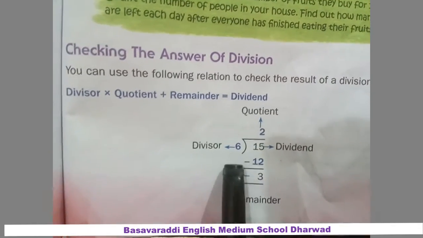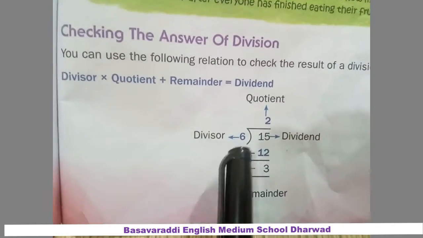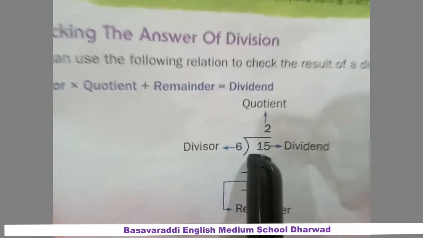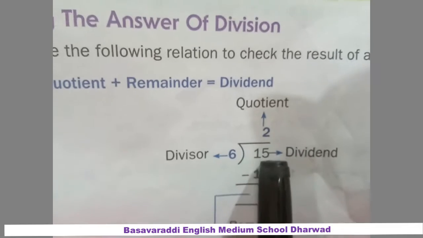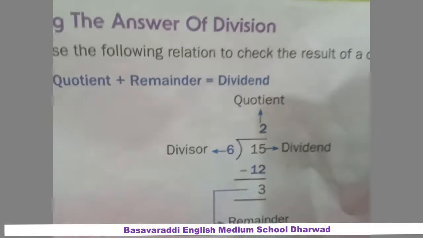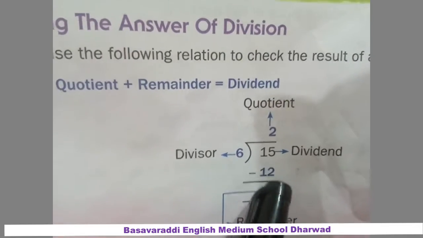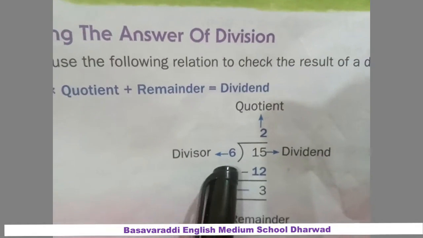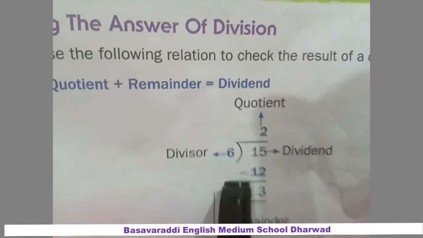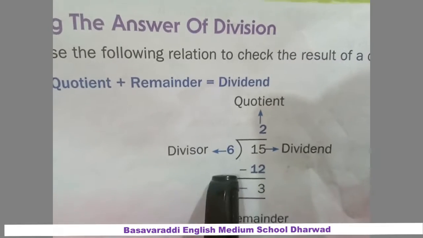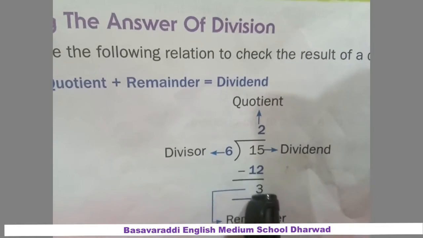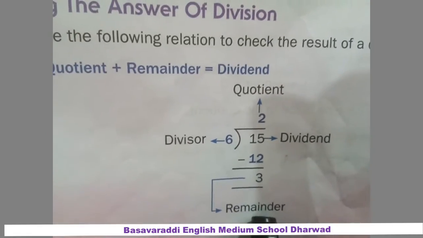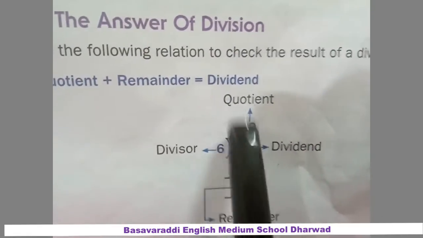Here it is 15 divided by 6. First we have to take one digit, that is 1. We can't subtract, so we take 5. Now we have to tell the tables up to 15. 6 threes are 18, so we take 6 twos are 12. 15 minus 12: 5 minus 2 is 3, and 1 minus 1 is 0. So 3 is the remainder and 2 is the quotient.